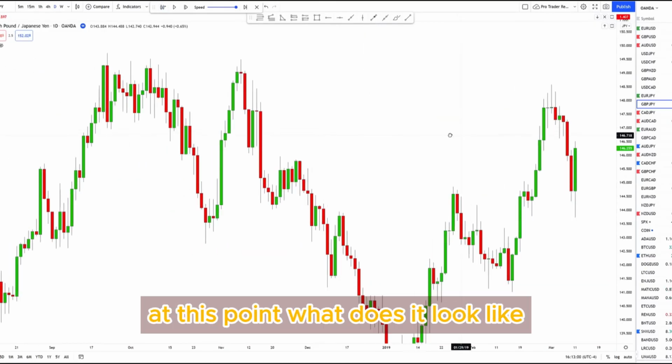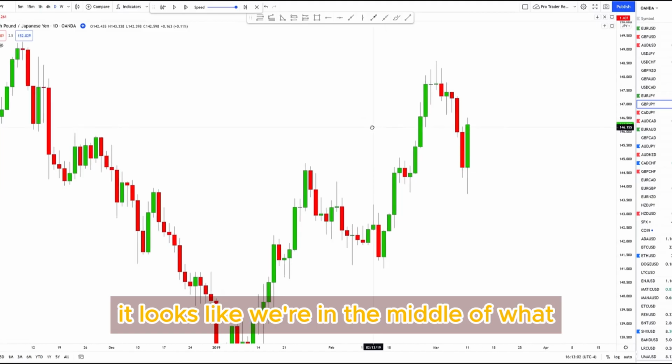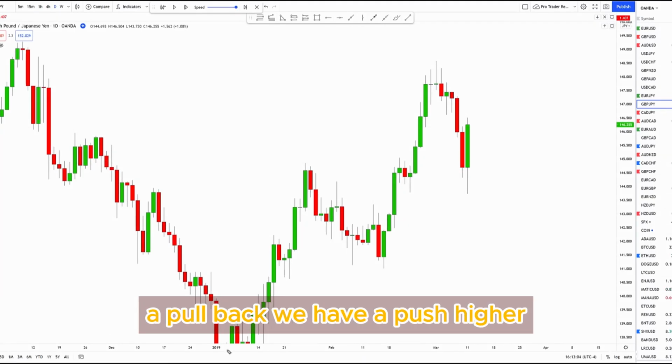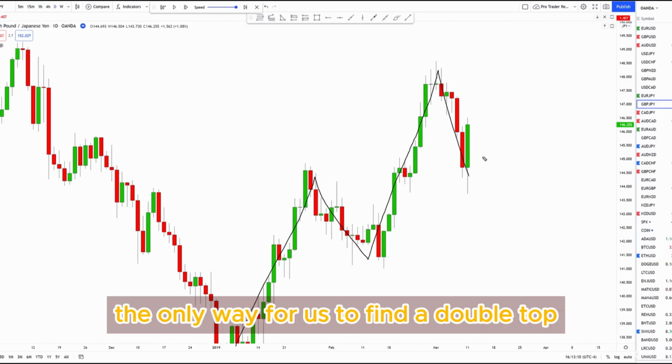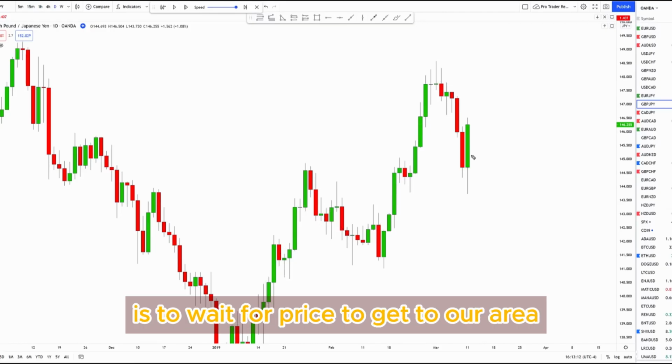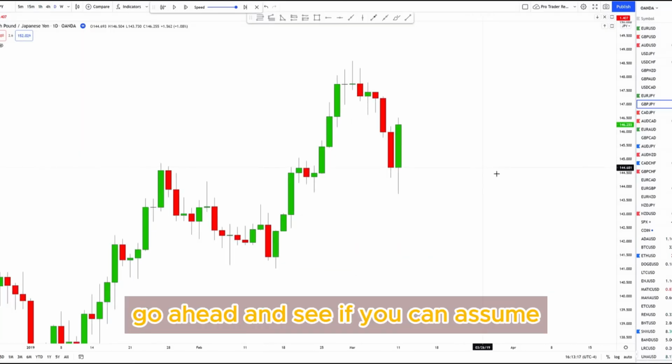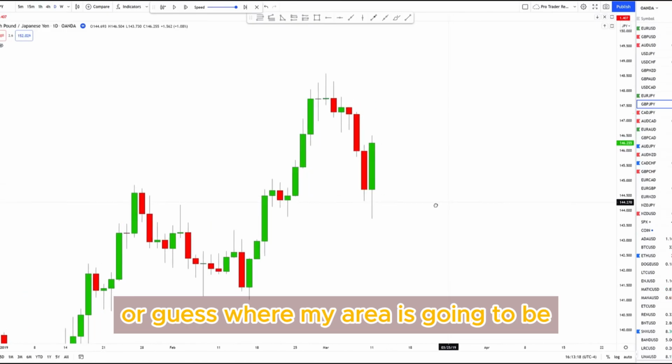At this point, what does it look like? It looks like we're in the middle of what? A pullback. We have a push higher, pullback, push higher, pullback. At this point, the only way for us to define a double top is to wait for price to get to our area. Go ahead and see if you can assume or guess where my area is going to be.